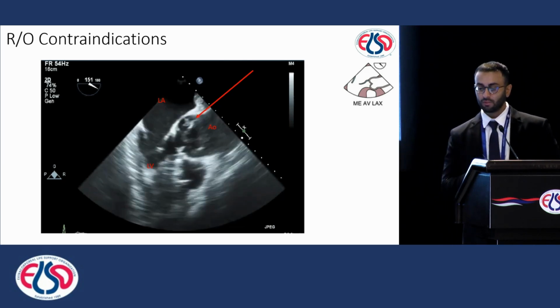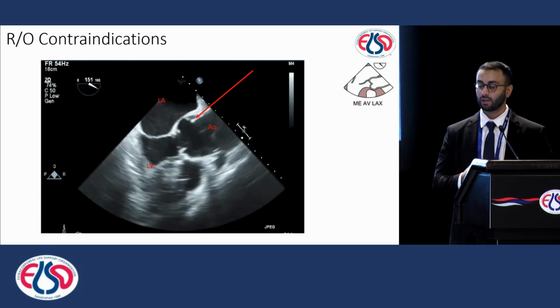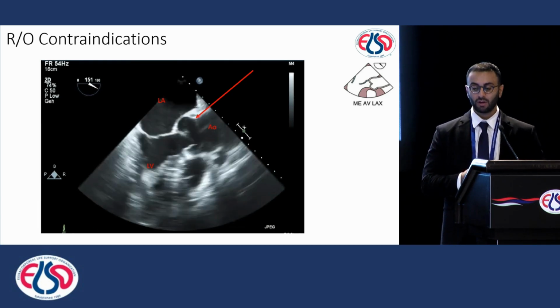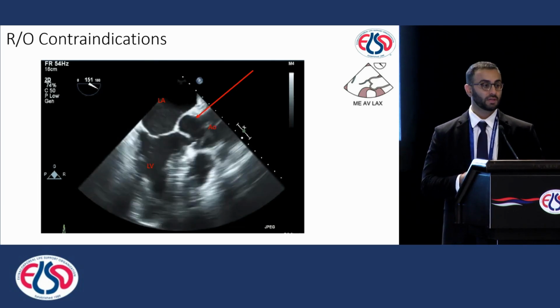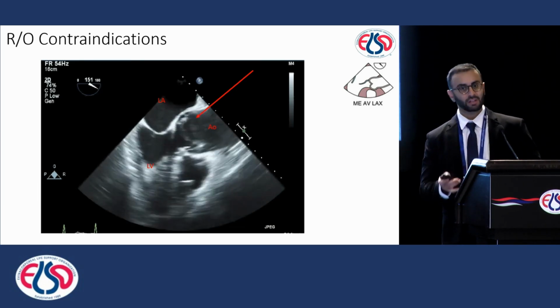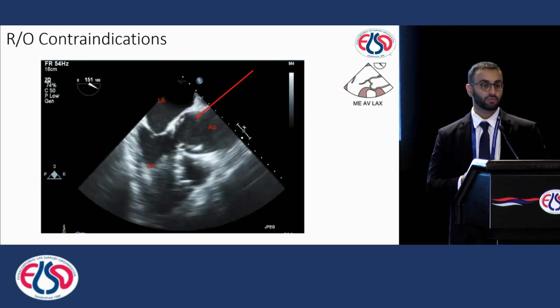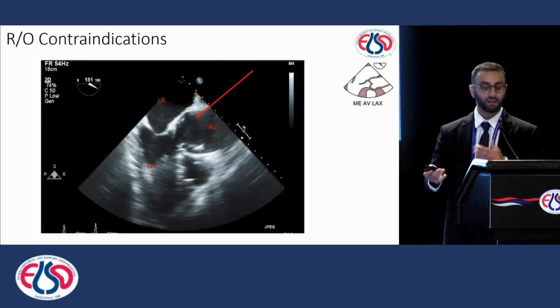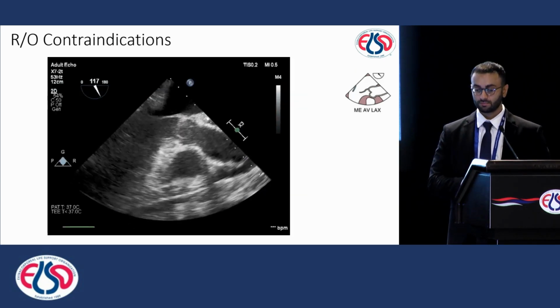So this is a transesophageal echo image. It's the mid-esophageal aortic valve long axis view. And you can see here with the red arrow that we've noticed that there's an aortic dissection extending all the way down to the root. And so this is a patient that likely would not be a great candidate, at least at our institution, for peripheral VA ECMO. And so we wouldn't have been able to diagnose this without some echo guidance.